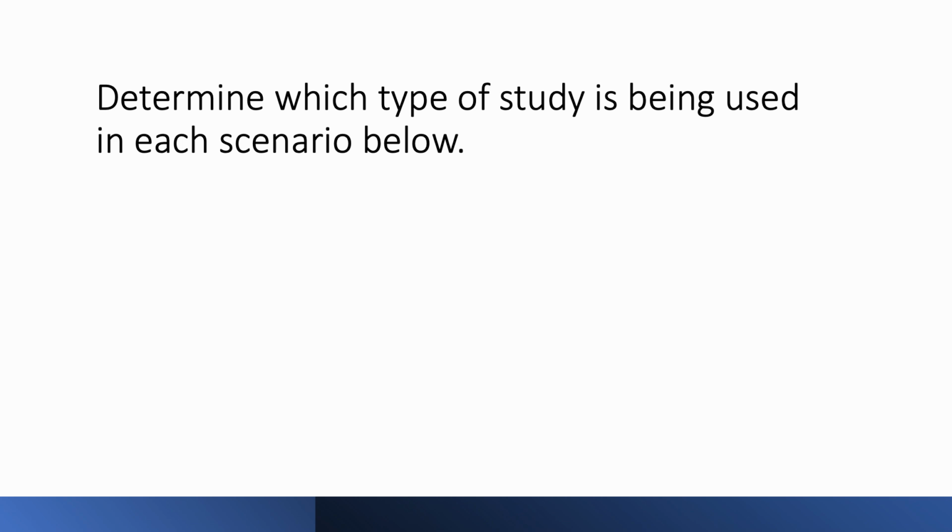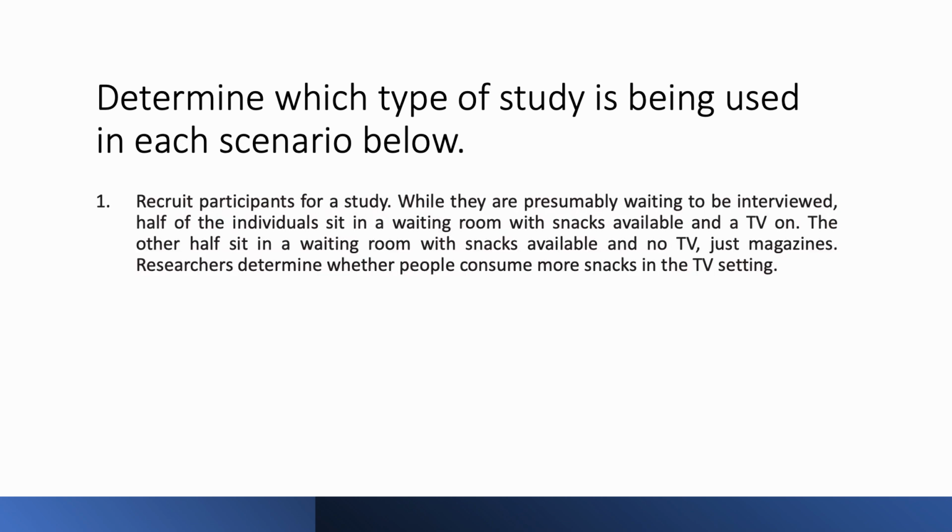Here's another example. Determine which type of study is being used in each scenario below. The first one, you recruit participants for a study. While they are presumably waiting to be interviewed, half of the individuals sit in a waiting room with snacks available and a TV on. The other half sit in a waiting room with snacks available and no TV, just magazines. Researchers determine whether people consume more snacks in the TV setting.